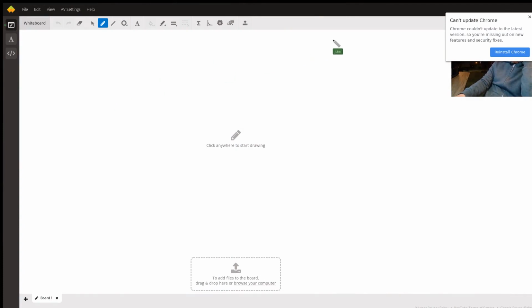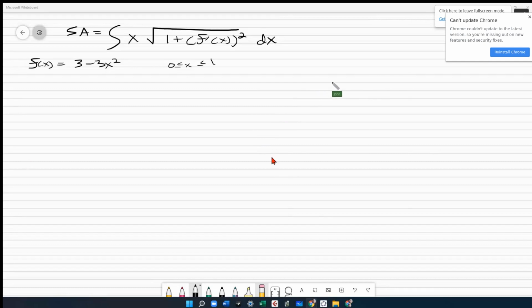Hi, Linda. We are going to find the surface area of this shape when you revolve it around the y-axis. And for that, you're going to need this formula. This is just something that comes to us from Calculus 2. The surface area is x times this square root thingy. The square root thingy is the arc length.